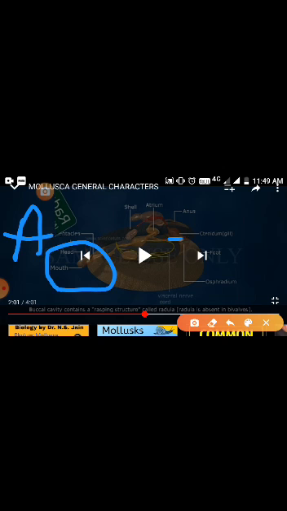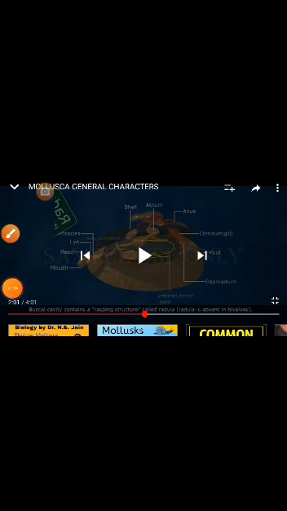Where is the anus located? At the posterior end. Why am I telling you this? I will tell you. Because in the beginning they show symmetry, that's called bilateral symmetry. You can easily cut it in the initial stage.